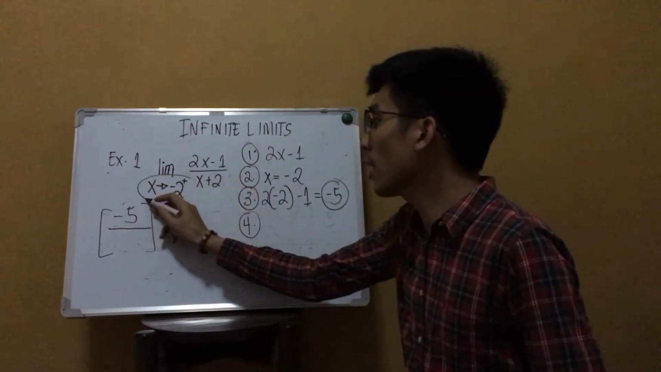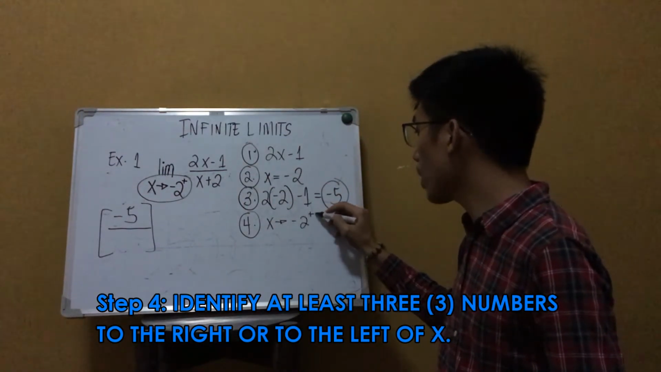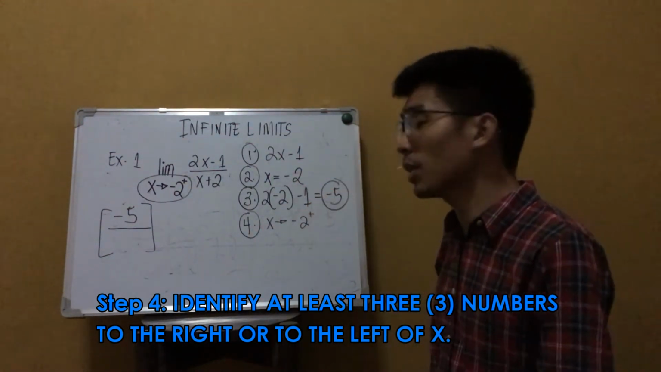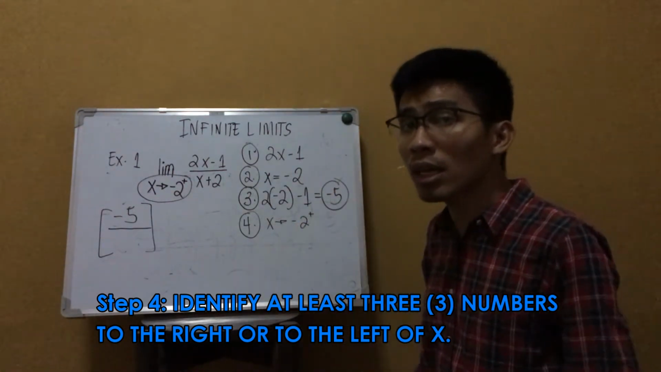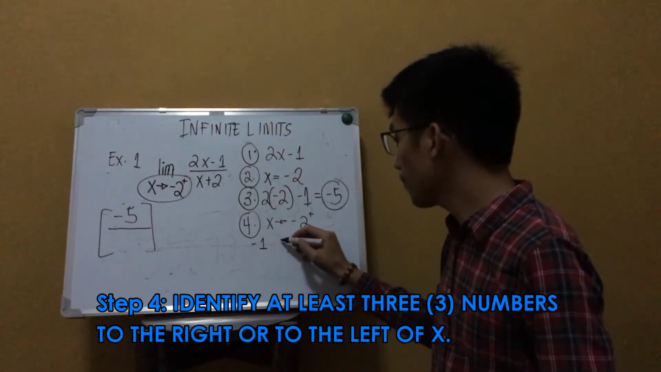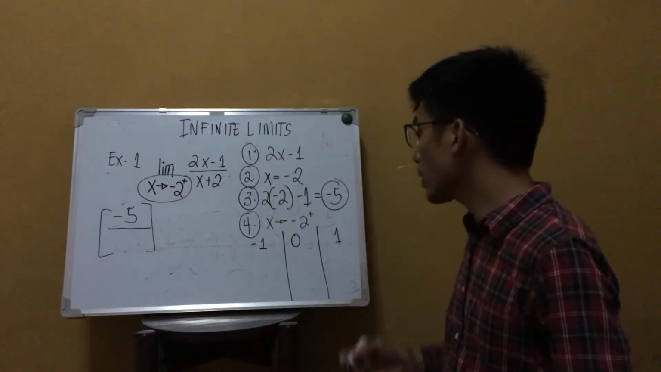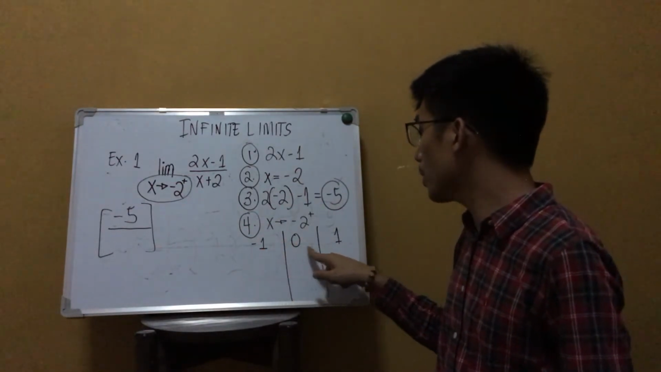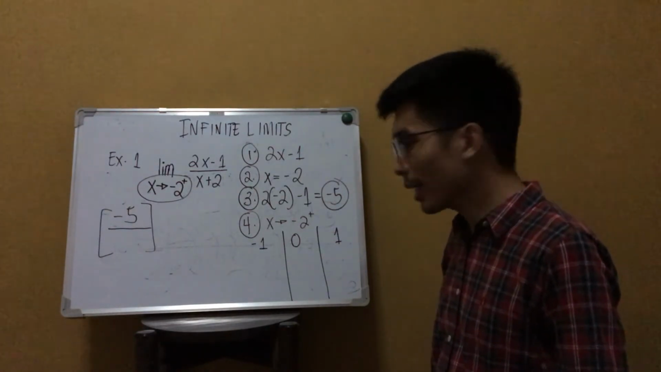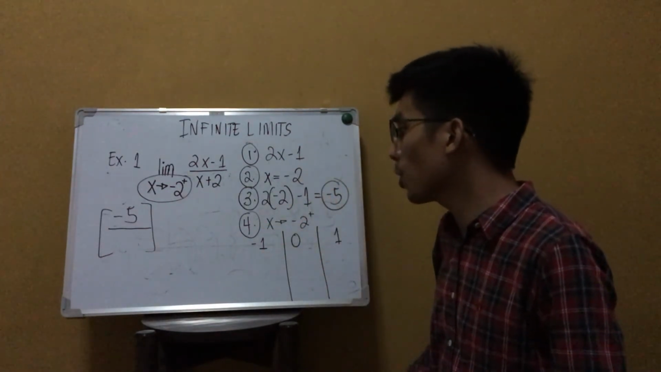This time, you have to copy where your x approaches to. My x approaches negative 2 from the positive side, or to the right of negative 2. You have to identify at least 3 numbers to the right of negative 2. Give me 3 numbers to the right of negative 2. Those are negative 1, 0, and positive 1. Meaning, negative 1, 0, and 1 are numbers located to the right of negative 2.